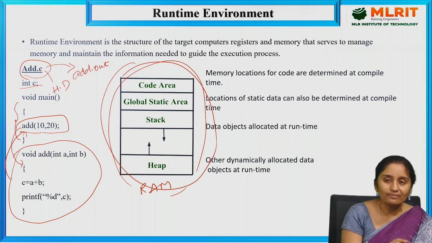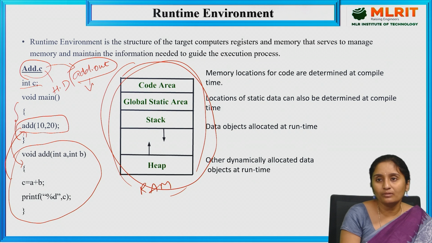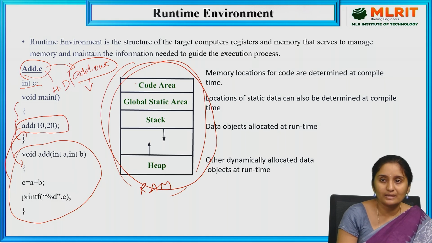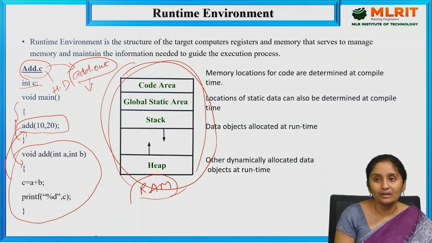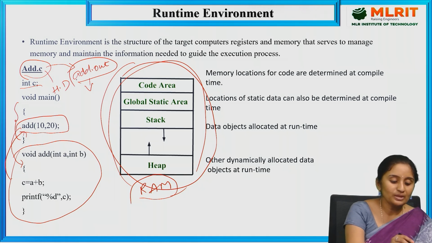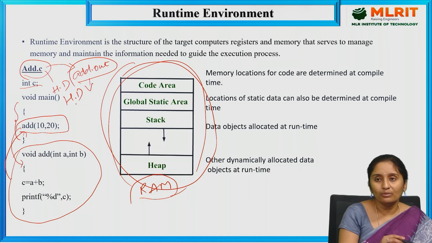Whenever we compile this program, it generates the object code, add.out, and when we run this program, it generates some memory. These are the steps that take place when we run this program. It is going to be stored in RAM, random access memory. The add.c and the compile time outputs are all stored in the hard disk. Only when we run it, it is moved to the RAM memory. These are the execution steps that take place here.